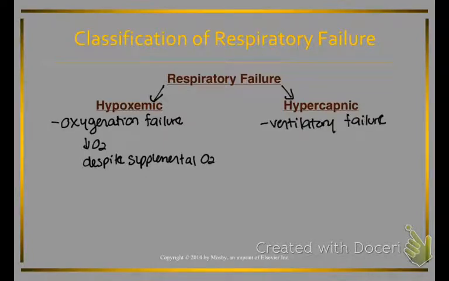If it's hypercapnic, it's a ventilator failure. For whatever reason, we're not blowing off the CO2, right? So too much CO2, and the body can't compensate. We'll talk about this in ABGs, but what happens to your pH when you retain all that CO2? Goes down, which is what? Acidic, right? Okay. No compensation.